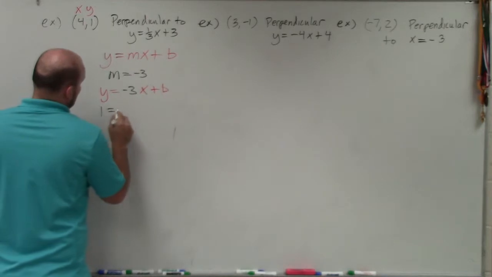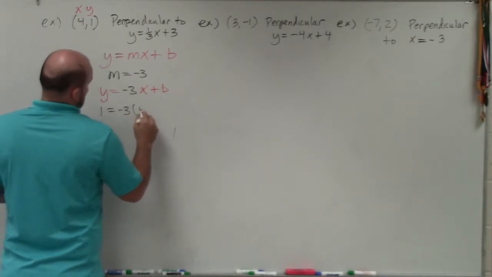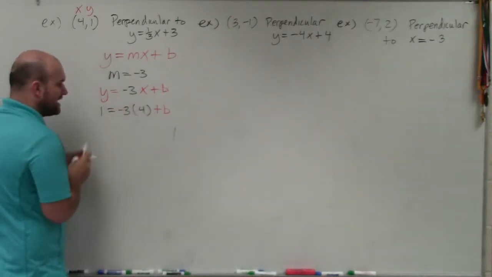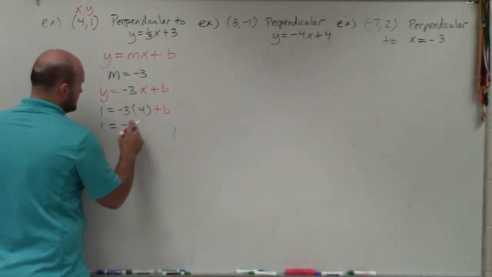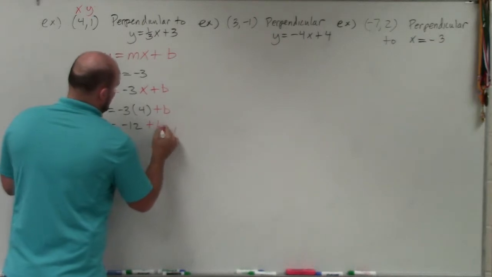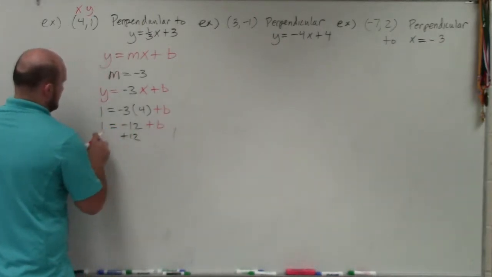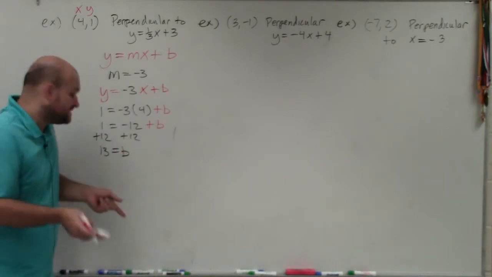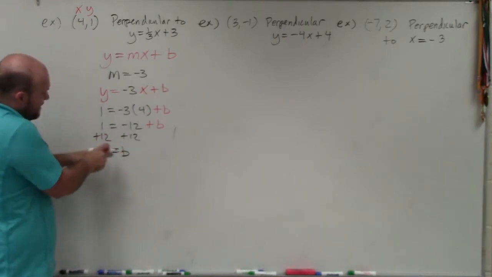When I do that, I now have b isolated. Now I can solve for b. So 1 equals -12 plus b. Add 12, 13 equals b. So now you can see that I have isolated my b.